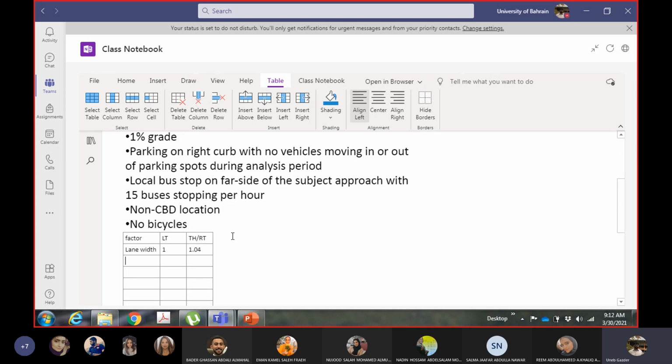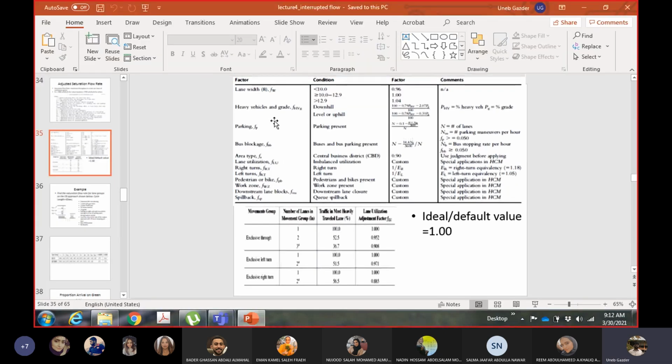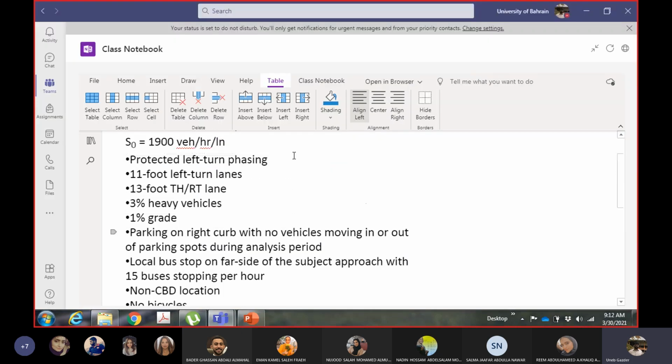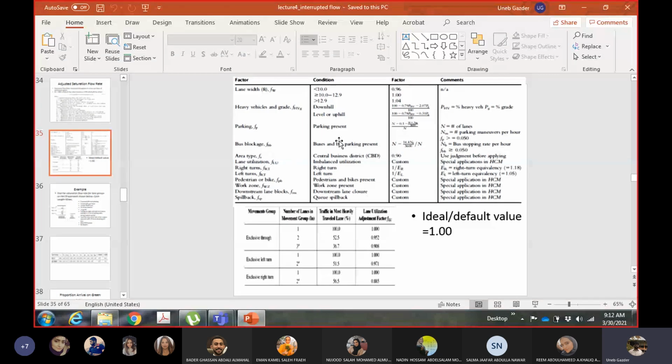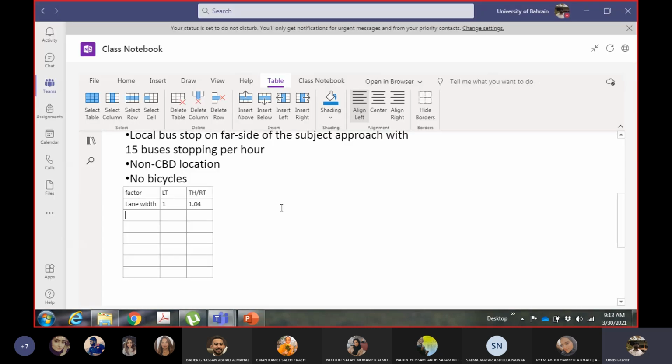Okay, then the next adjustment factor is for heavy vehicles and gradient. Did they mention which gradient it is? It is not. They did not mention. So I will just take it as upward. So it's 100 minus 0.78 heavy vehicles, 0.31. Okay, so I will write down the equation for you.